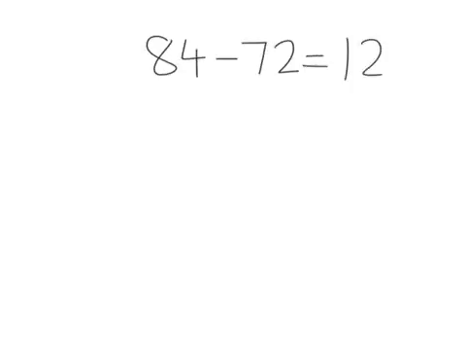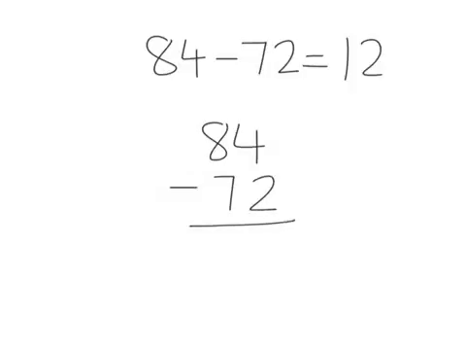We could write that find the gap problem as a subtraction equation. 84 subtract 72 equals 12. We could also write it as a column subtraction. 84 subtract 72. And solving it this way, we'd need to use our columns. So we would start with the ones or the units column. 4 subtract 2 equals 2. And then we'd move to the tens column. 8 subtract 7 equals 1. 84 subtract 72 equals 12.